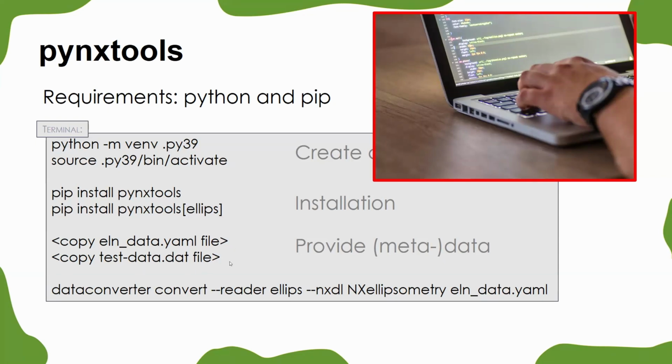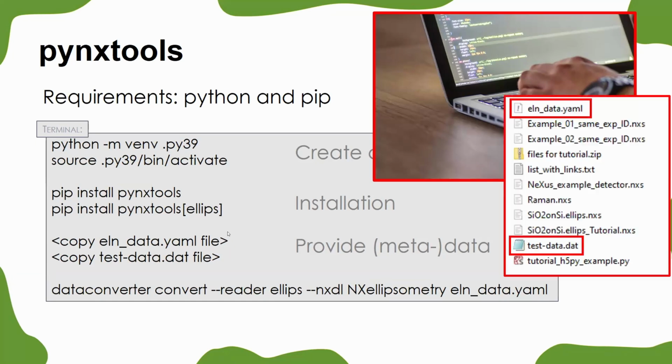Then we can use two files which I also provided you in the download here: the ELN data YAML file and the test data file. And if we have then this pynxtools with the ellipsometry plugin, we can use this command here to convert the files into a fully functional NeXus file.